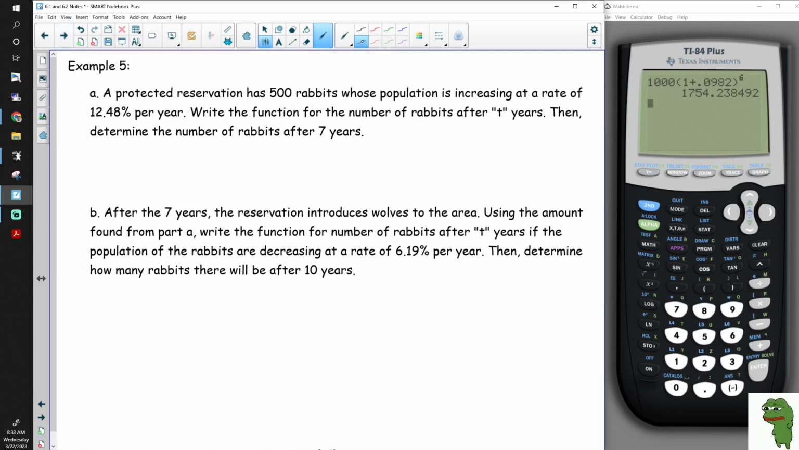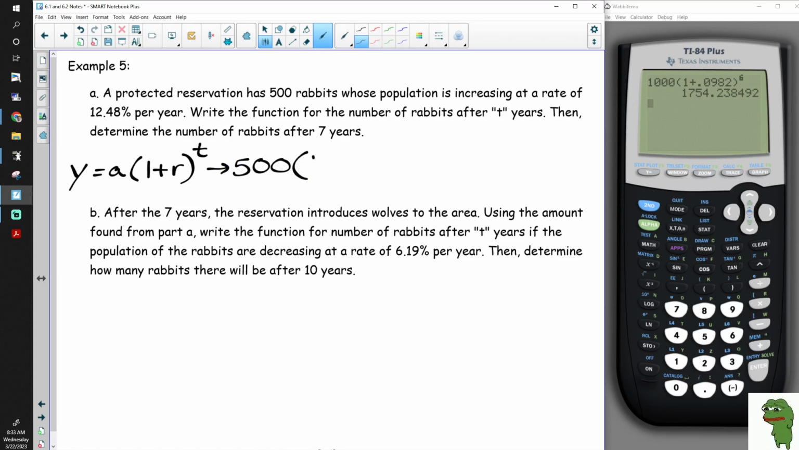Alright, do we have growth or do we have decay? What's that population doing? It is increasing, so we are going to use growth. A equals a times 1 plus r to the t. Growing, 1 plus r. Now let's start plugging everything in. How many rabbits do we have right now? 500 rabbits.